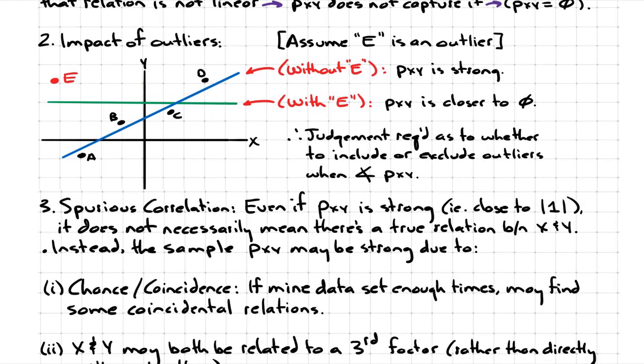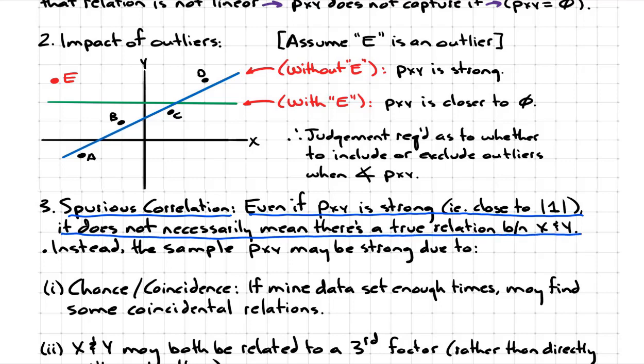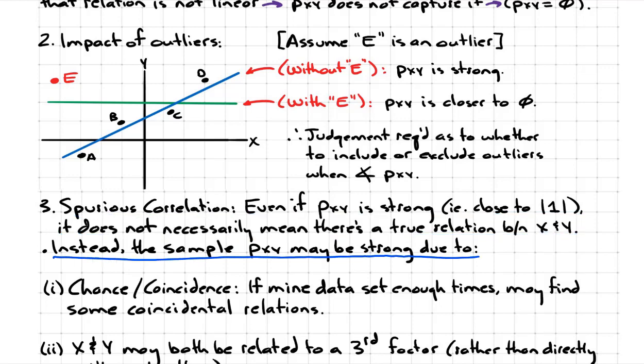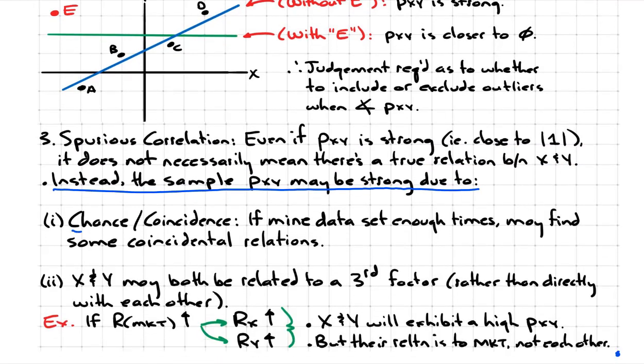The third limitation is spurious correlation. So even if the correlation is strong, i.e. close to an absolute value of 1, it does not necessarily mean there's a true relationship between X and Y. Instead, the sample correlation may be strong due to the following factors. First of all, it could simply be due to chance or coincidence. For example, if you mine a data set enough times, you may find some coincidental relationships.